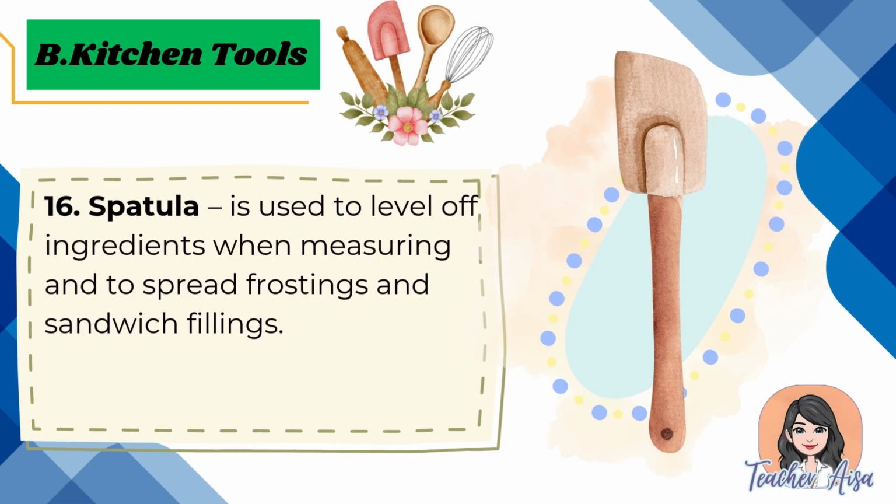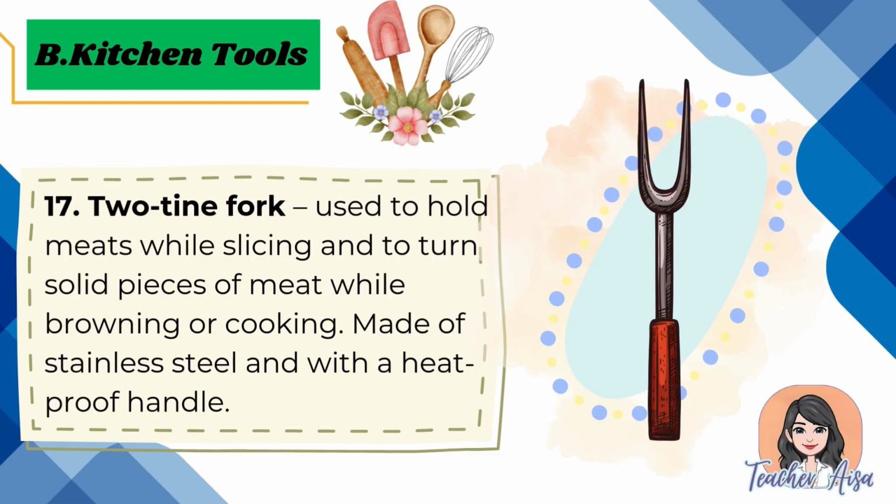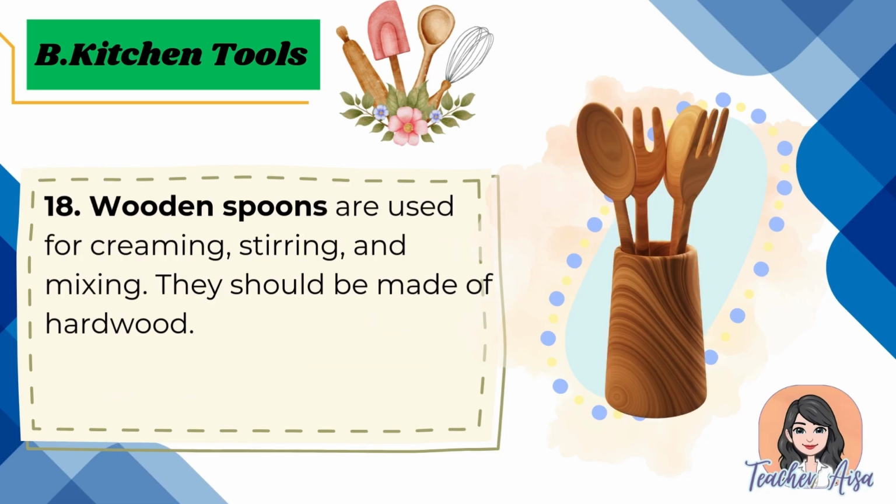17. Two-tine fork. It is used to hold meats while slicing and to turn solid pieces of meat while browning or cooking. Made of stainless steel and with a heat-proof handle. 18. Wooden spoons are used for creaming, stirring, and mixing. They should be made of hardwood.